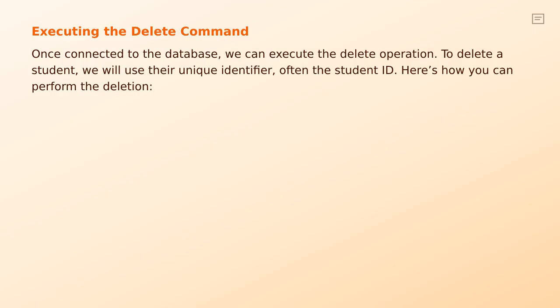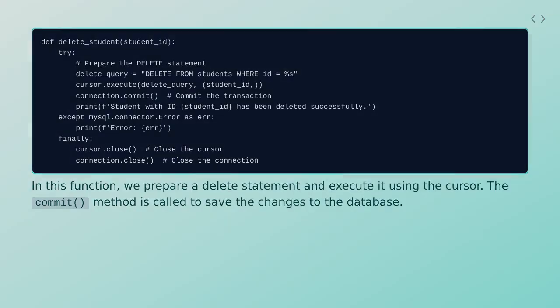Let's move on to executing the delete command. Once connected to the database, we can execute the delete operation. To delete a student, we will use their unique identifier, often the student ID. Here's how you can perform the deletion. Deletion uses a delete request as shown in the sample on this slide. In this function, we prepare a delete statement and execute it using the cursor. The commit method is called to save the changes to the database.